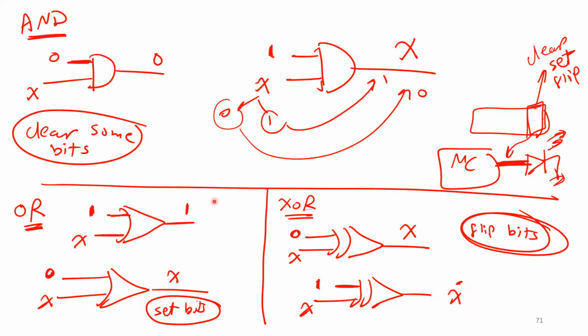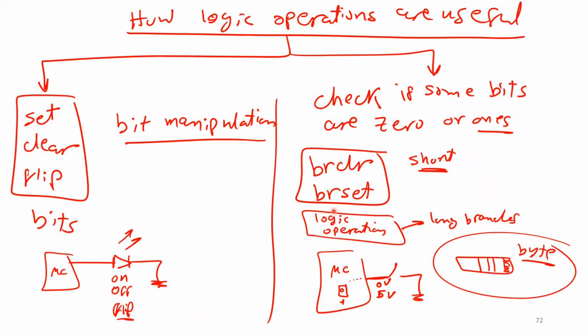Okay, guys? Now, I explained how AND works, how OR works, how XOR works. We are going to have instructions for AND, instruction for OR, instruction for XOR. Now, this is the most important thing: how these are useful, how we are going to use them. Very, very useful. We are going to use them all the time. Here I'm saying how we are going to use them, guys. We are going to use them to do one of two things. Number 1, what we call bit manipulation.